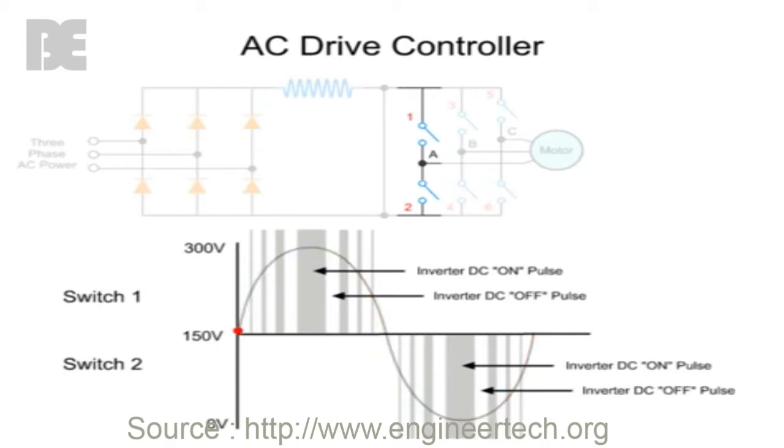The longer a switch is on, the higher the AC output voltage. Conversely, the longer a switch is off, the lower the output voltage. This duration of on time for each pulse is called pulse width. The time duration and intervals of these DC voltage pulses determine the synthesized AC output voltage and frequency.